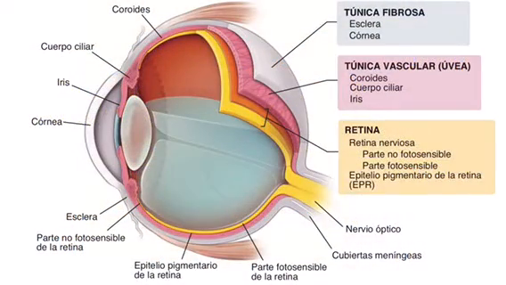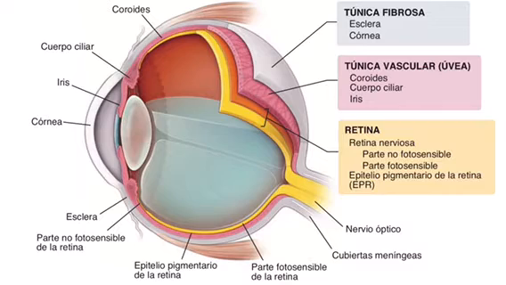The wall of the eye consists of three concentric layers or coats. The eyeball is composed of three structural layers. The corneoscleral coat, the outer fibrous layer, includes the sclera, the white portion, and the cornea, the transparent portion.